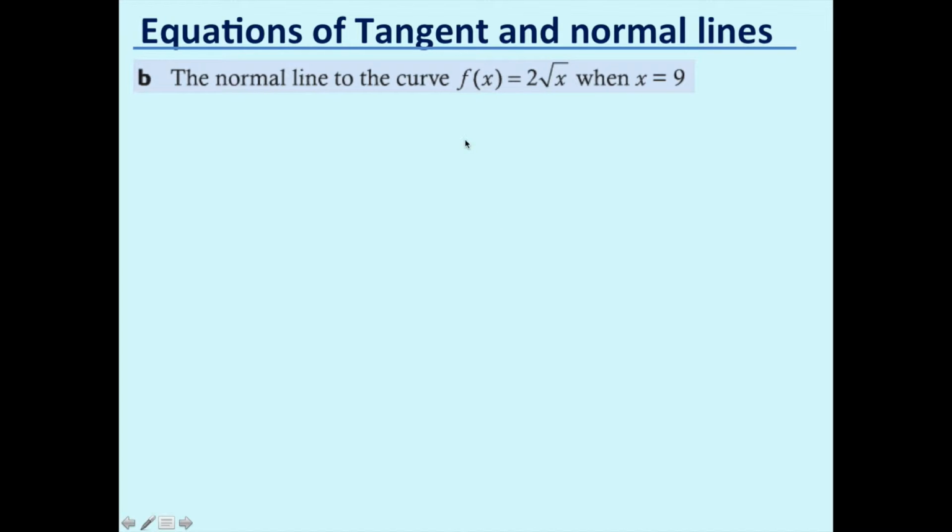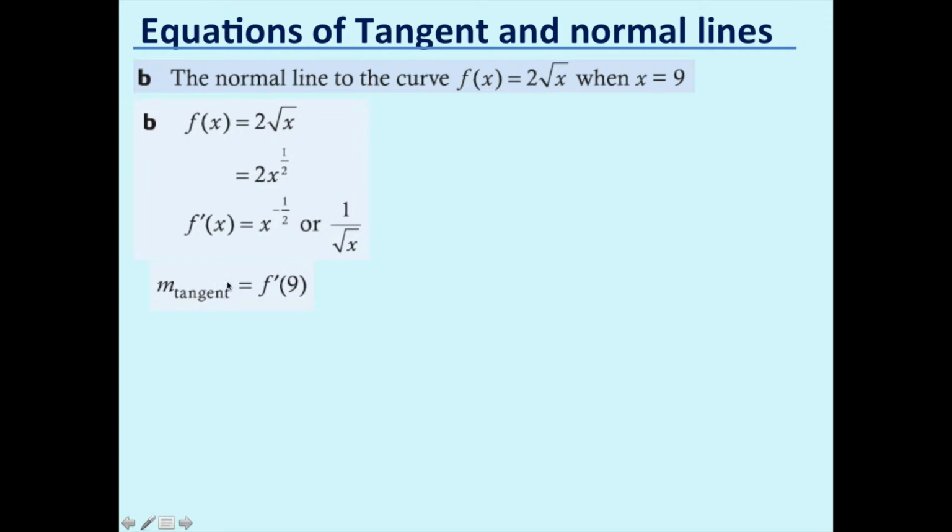So the first one then, the normal line to the curve f(x) = 2√x when x = 9. The classic technique here is to actually give you the question with a root. The first thing you're going to have to do then is convert this into a power of x. So √x is the same as x to the power half. Again then just apply the power rule and the constant multiple rule to end up with the derivative, f'(x), which gives you x to the power negative half, or 1 over √x.